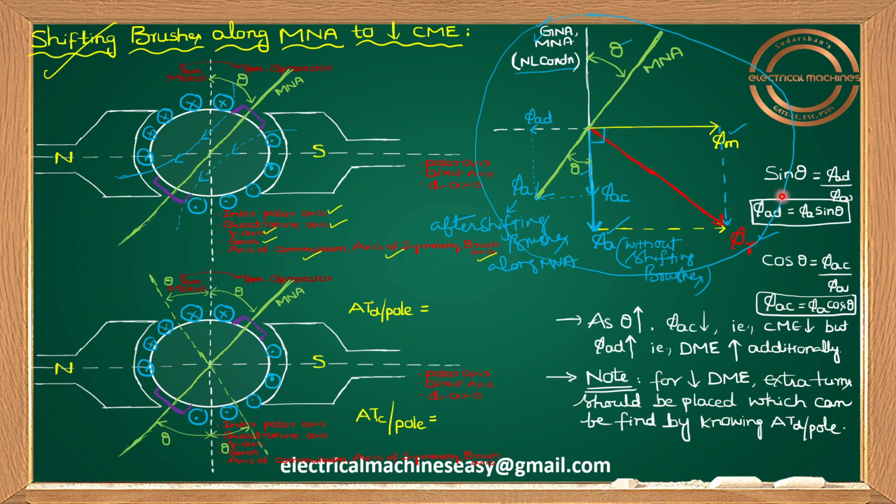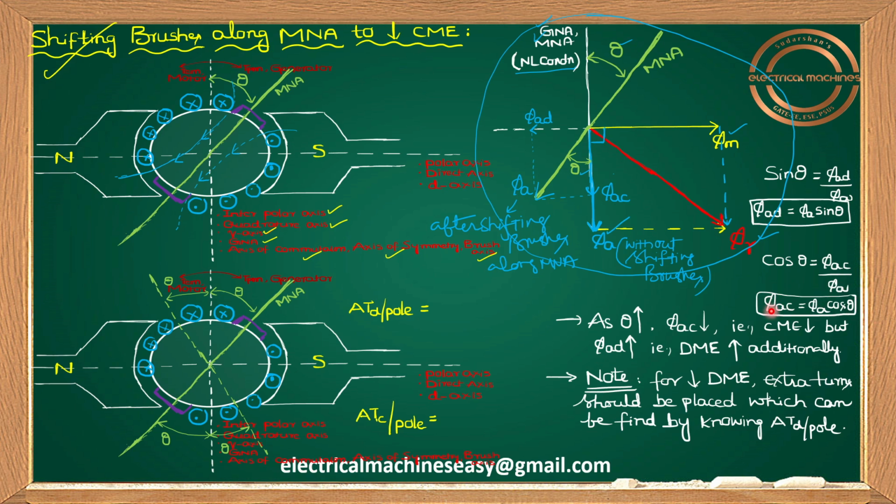So here the problem is, as the load increases, as theta increases, sin theta increases, your pi AD increases. What is the meaning of that? The demagnetizing effect increases. That means you already have a demagnetizing effect because of armature reaction, and in addition some more DME, an additional DM effect, is coming here. But what about CME? Let us see. Pi AC equals pi A cos theta. As theta increases, cos theta reduces.